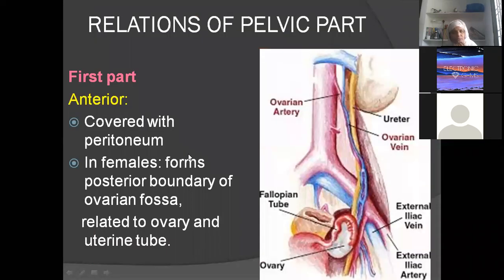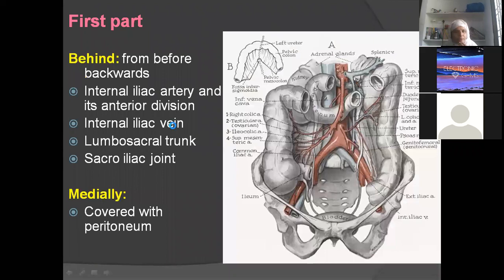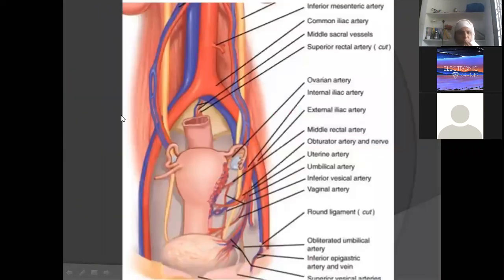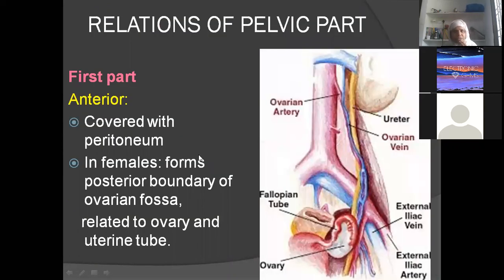Okay. So these pictures are a little better. So I want to repeat this once again. So relations of the pelvic part, in females this is a little important. Anteriorly it is covered with peritoneum. See the course, this yellowish part is ureter. Okay, and we know it is retroperitoneal. So in this picture, can you see this is ovary? In this picture, I'll give you the orientation. This is actually uterus.